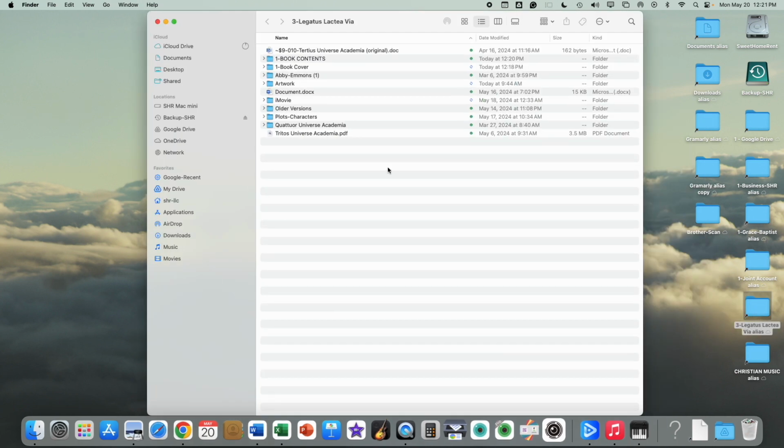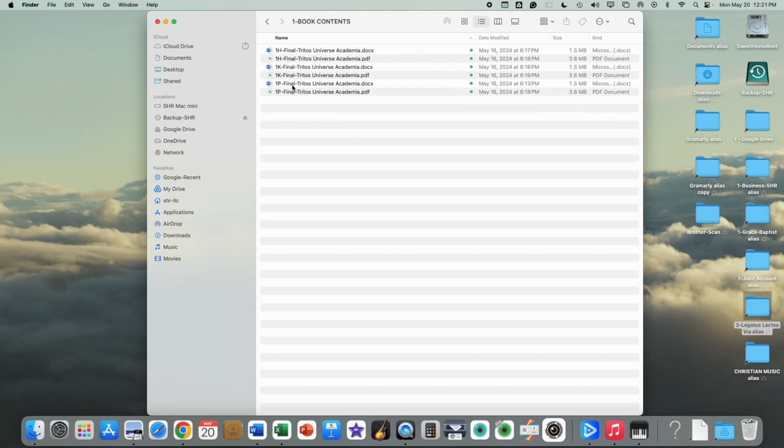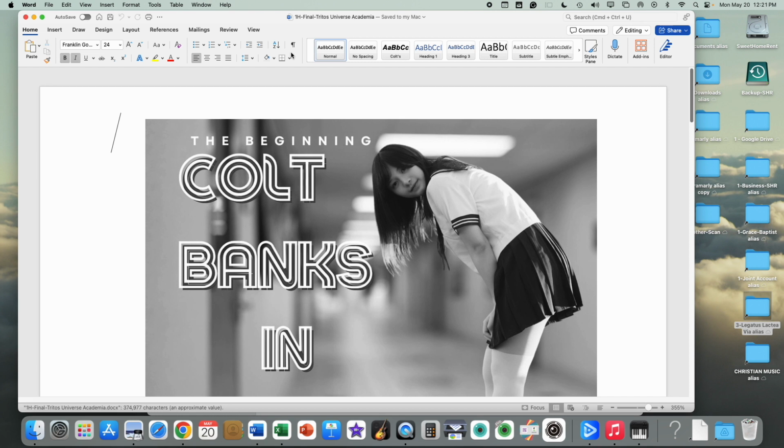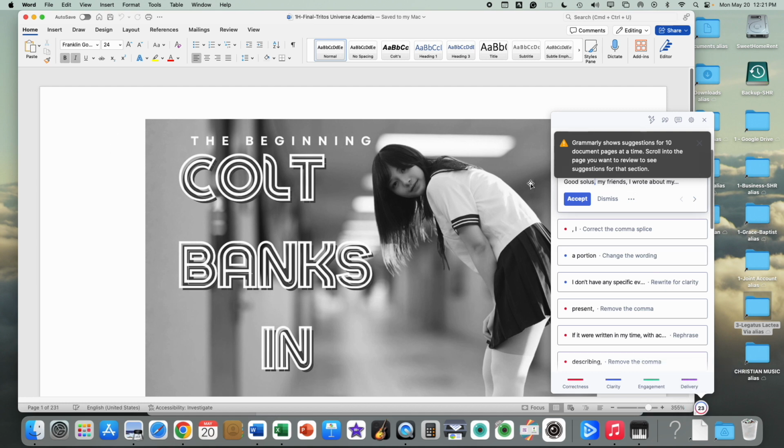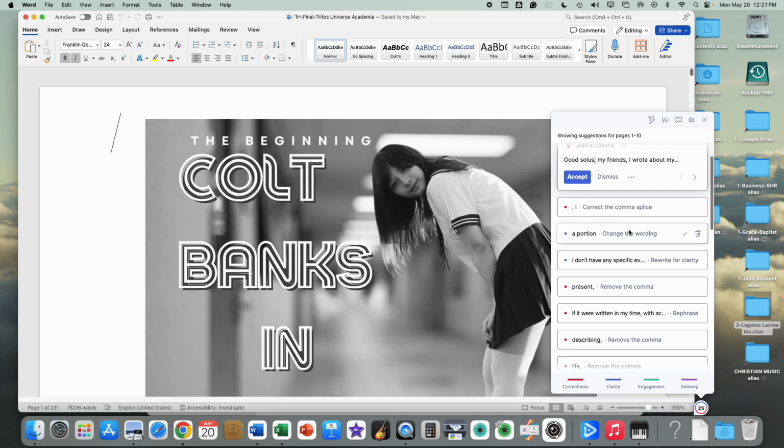I guess I should do that and see what happens here. Book contents. Let's open up the paperback version. I guess we could open up the Kindle version, and then we have the hardback version. Let's open up the hardback version. And then we have Grammarly thinking here, and so it says Grammarly showing the suggestions on pages 1 through 10.